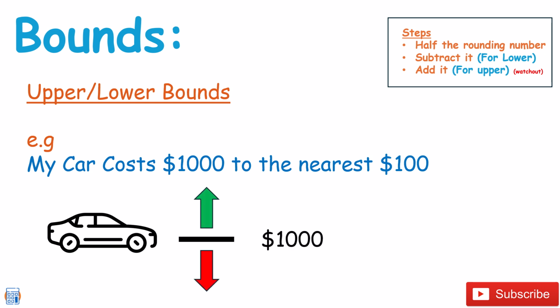So it started off as 1,000. If we now half the rounding number, it will give you 50. And then the next step says subtract it. So if we subtract it, we'll get 950. And then if we add it, we will get 1050. But if we go back to the rounding bit, if I said round 1050, because it's a 5, you'd round it up. So that's not right. So you would take away 1, and you would get 1049, which is correct as you'd round down.